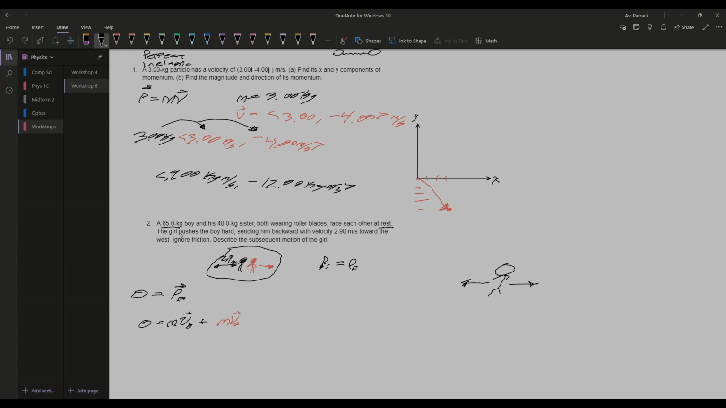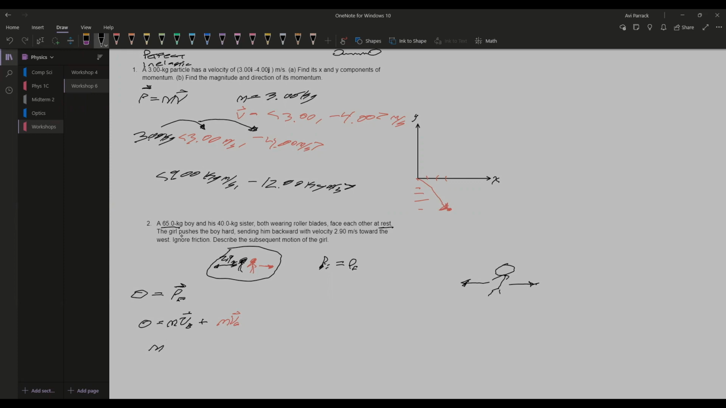So it must be that the girl goes in the opposite direction. That's the only way that these are going to cancel out. They have two different masses. And what did they ask us? They said, describe the subsequent motion of the girl. As I'm thinking about it, I know it must be in the opposite direction in order for the final momentum to be equal to the initial momentum, which is 0. Somehow the sum of these needs to be 0, right?